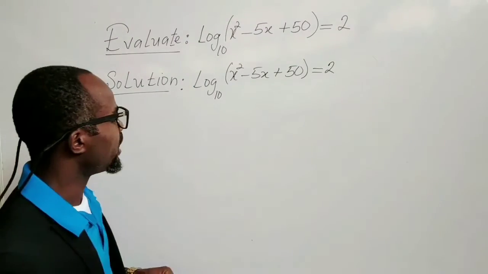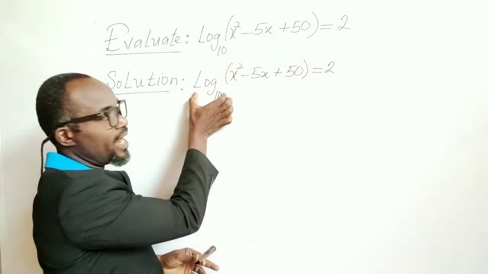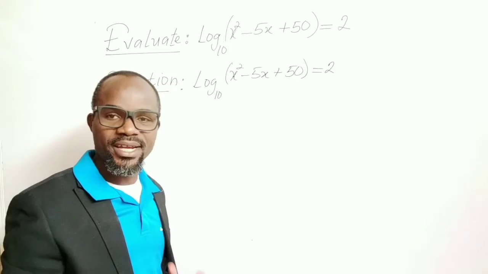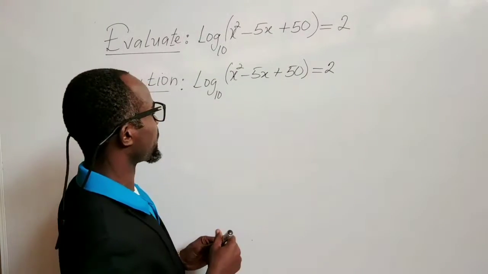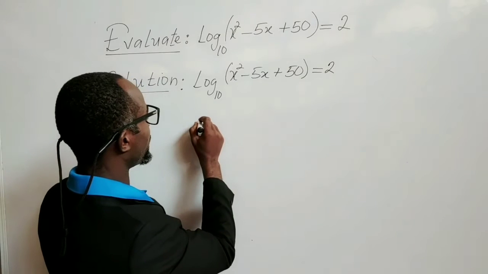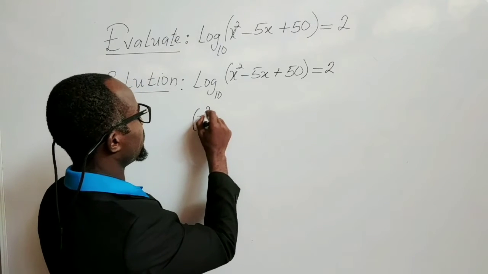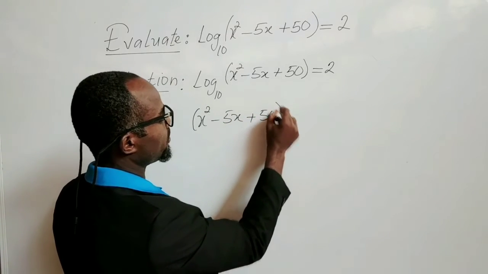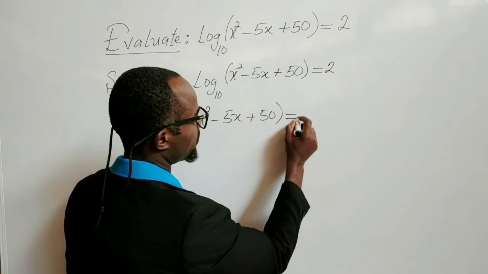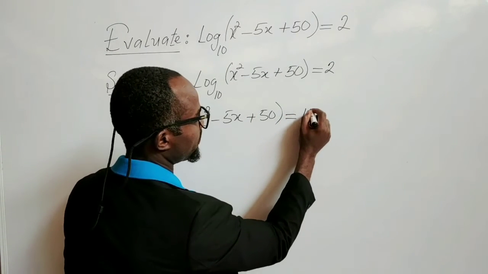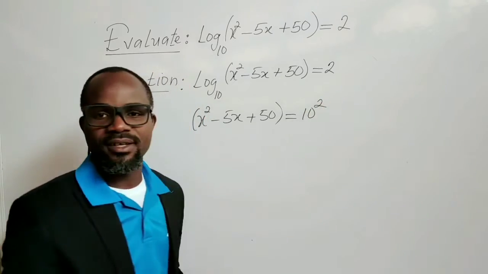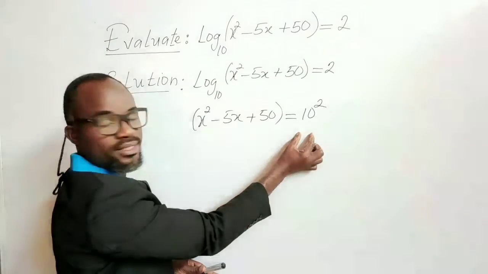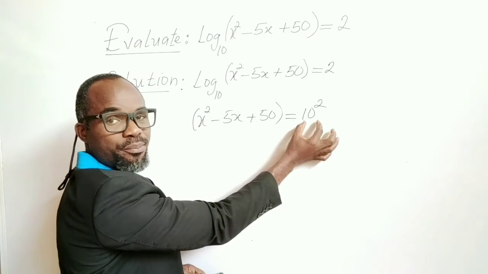What you need to do here is to take what you have here and transfer it to this point, then make it an index or an exponent. So we do that right away. It becomes x squared minus 5x plus 50, all equal to, now base 10 becomes 10 raised to power 2. So we have taken log base 10 to the side. It becomes an index, or a power, here.